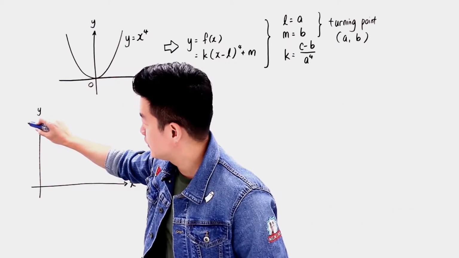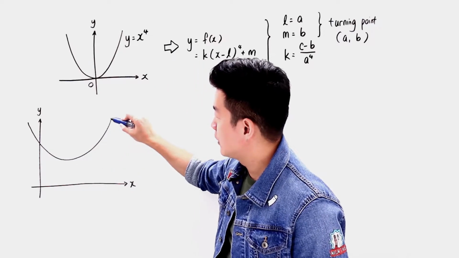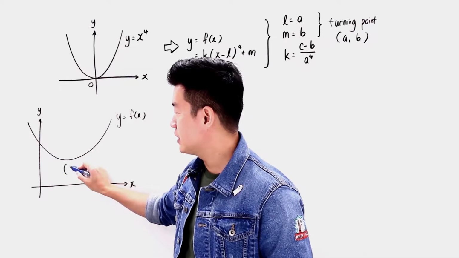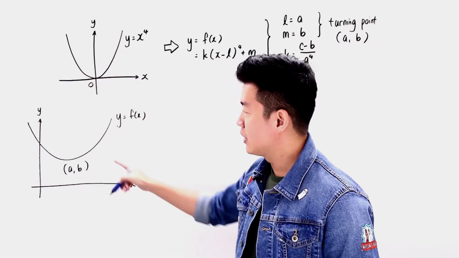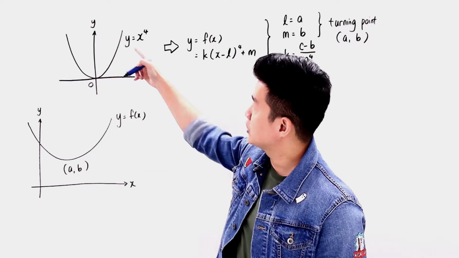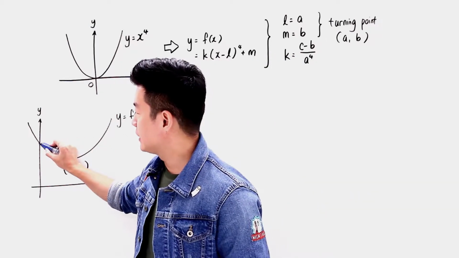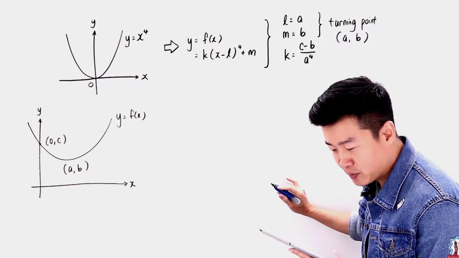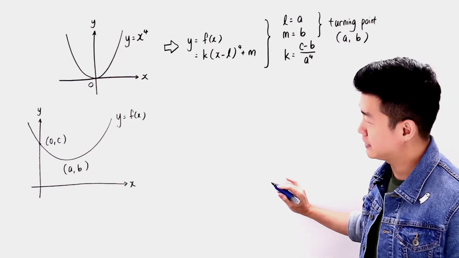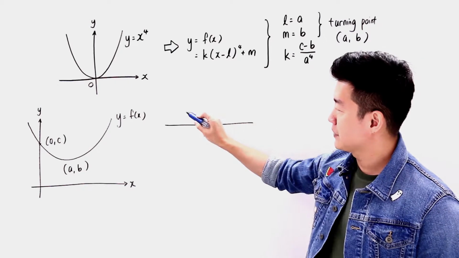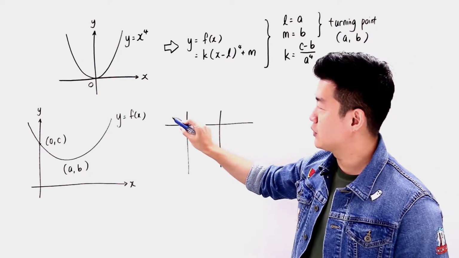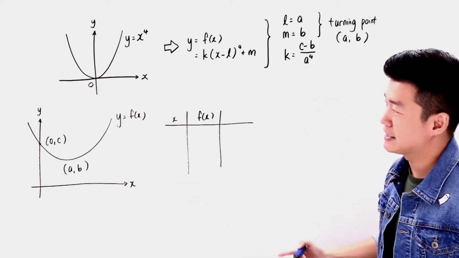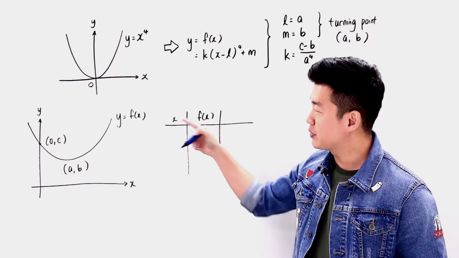So with those considerations, we know that the graph of y is equal to f(x) will look something like this, where the minimum point here, the turning point, is going to be (A, B). It retains a similar shape as the original graph y is equal to x to the power of 4, and this is (0, C). We want to transform this once more to the graph of y is equal to 1 over f(x). So what I'm going to do is analyze the values of x on here and obtain the value of f(x) from here, which is the y value of the corresponding x value.